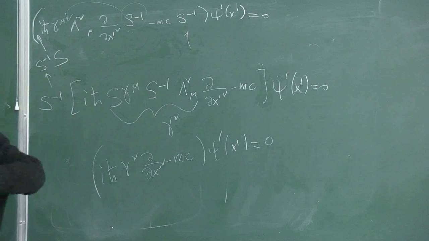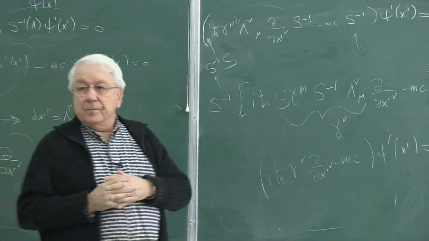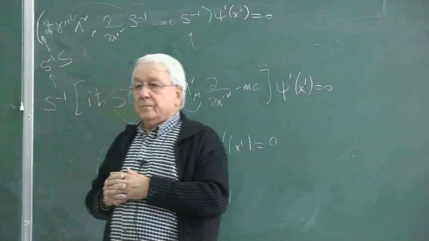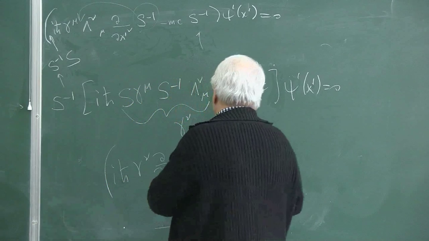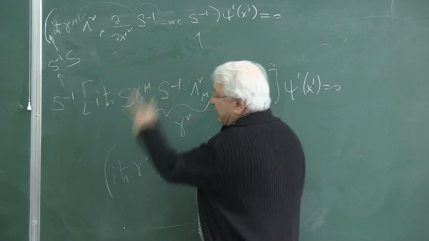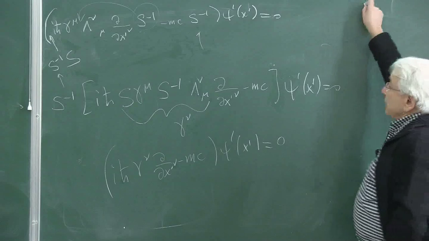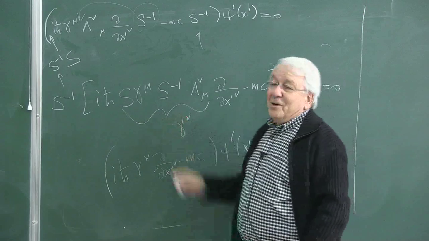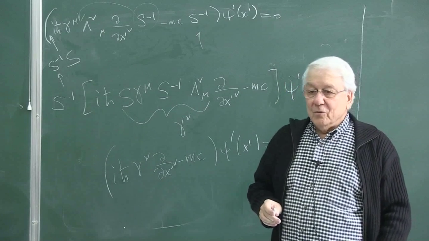Where is this minus 1? That's all non-zero, arbitrary, I canceled it. That's an overall factor, right? Then you multiply everything with S again to kill that, it's gone. Nice. Well, provided that I know how to solve this equation. You see, that's the requirement. That's the requirement of covariance.